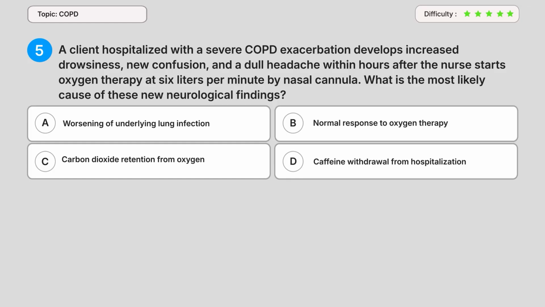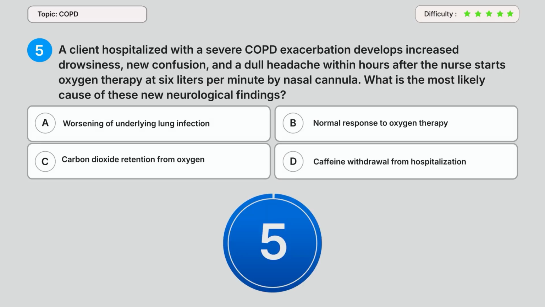A. Worsening of underlying lung infection. B. Normal response to oxygen therapy. C. Carbon dioxide retention from oxygen. D. Caffeine withdrawal from hospitalization. Do you know the answer?